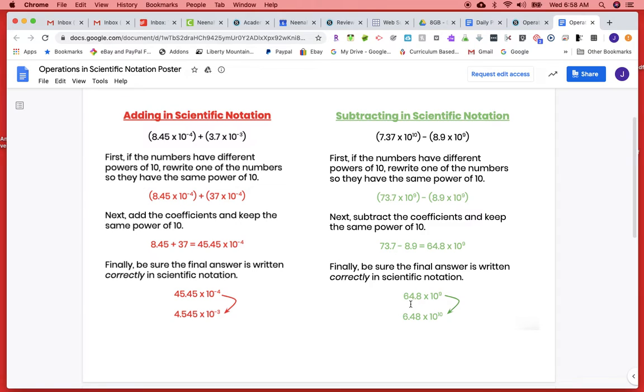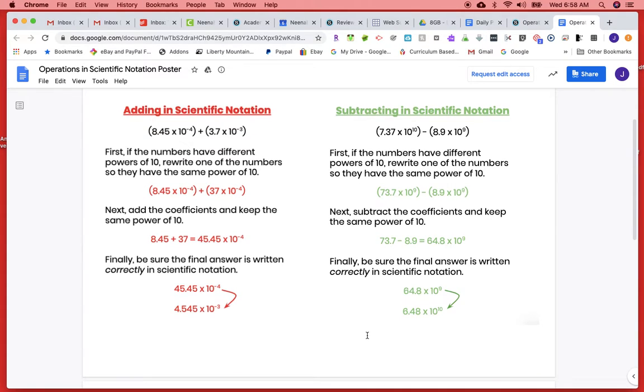L is left. A is next for the acronym. A means add, so we have to add 1. So 9 plus 1 is 10. So our final answer would be 6.48 times 10 to the 10th.